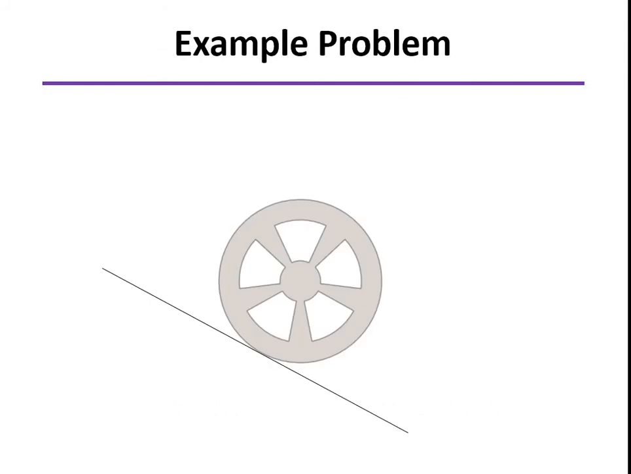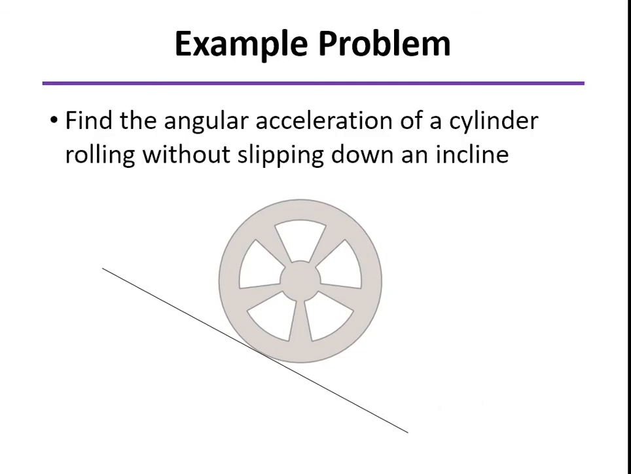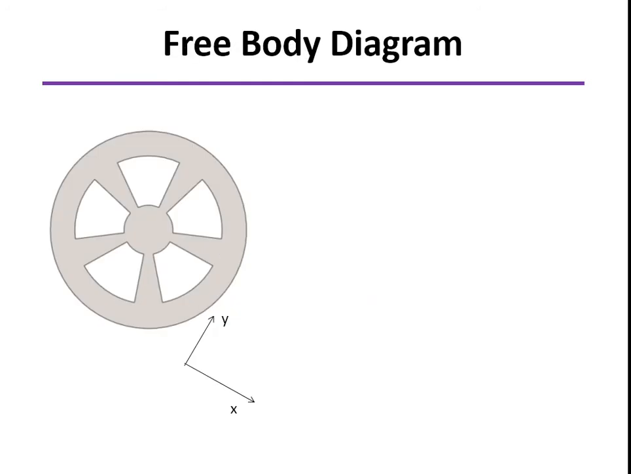So here's kind of a classic problem. We've got a cylinder rolling down an inclined plane, and we want to know what its angular acceleration is, assuming that it's rolling without slipping. So drawing our free body diagram, we have the weight acting straight down, and the normal force, normal to the plane. Now if that's all we have, in other words there's no friction, then this won't roll, it'll just slide down the plane.